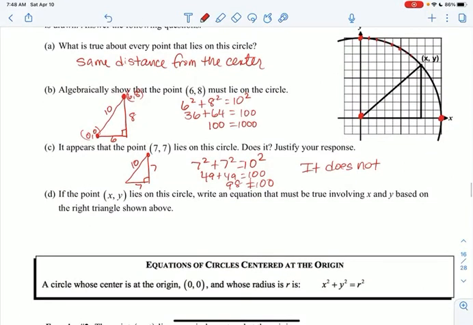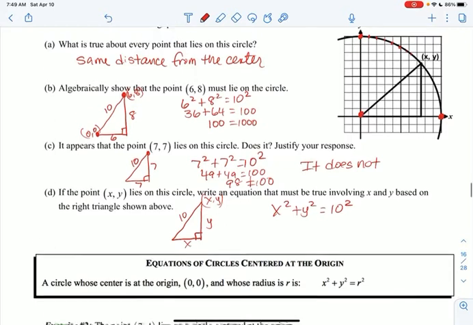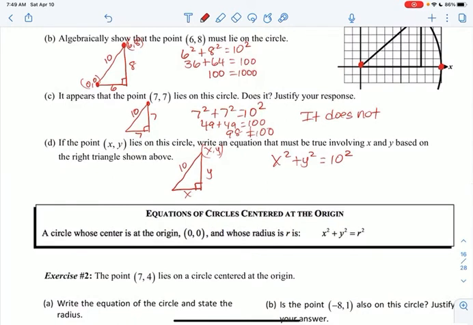If the point (x, y) lies on the circle, let's write an equation that would be true. So just like we did before, if any point (x, y) lies on the circle, it has to have a radius of 10, and it would be x squared plus y squared equals 10 squared. All right, so this is going to be our format for an equation of a circle. So equations of circles centered at the origin, right here in the box, are going to be x squared plus y squared equals r squared. And r is going to represent the radius.